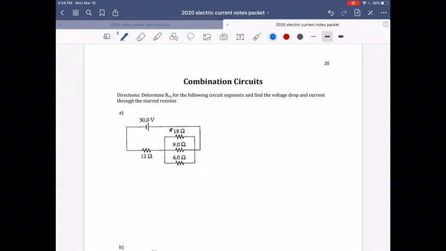Okay guys, now we're going to dive into combination circuits. And you're going to notice in every combination circuit, we're going to have a little bit that looks like and acts like a series circuit. And then we have a little bit of the circuit that is a parallel circuit.